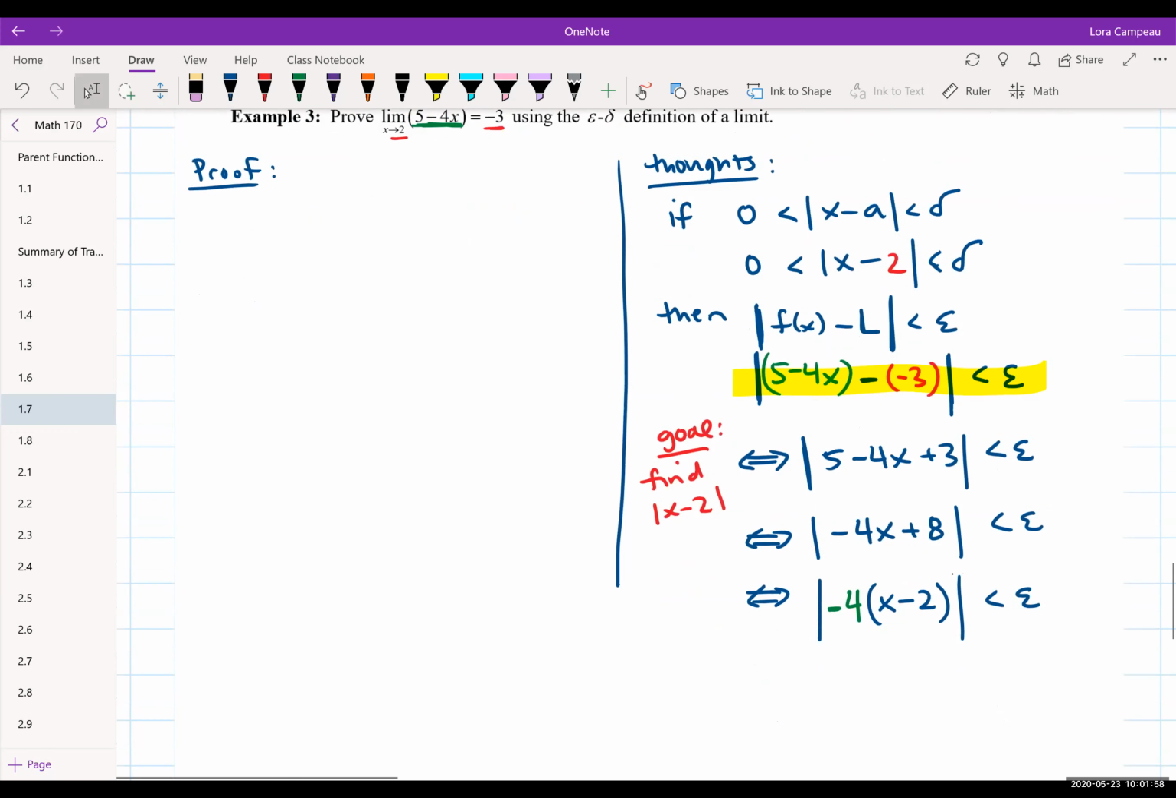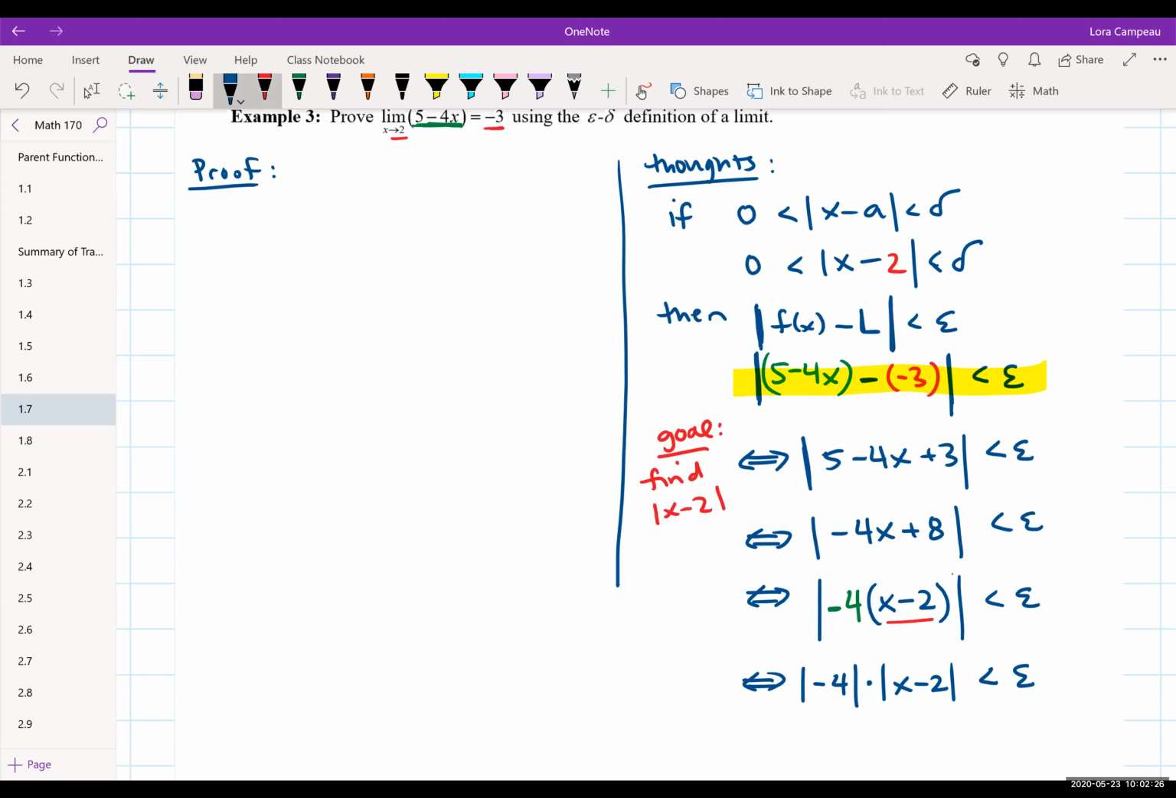So this is what we're looking for. I'm seeing it, but I want to justify how I'm making this an absolute value. Again, one more time, the way these properties work, if you have a product on the inside, you can rewrite it. So we have the absolute value of -4 multiplied by the absolute value of x minus 2 to give us something less than epsilon.